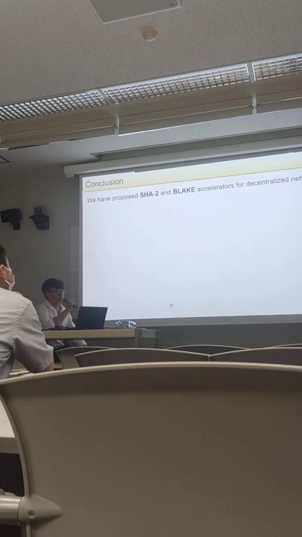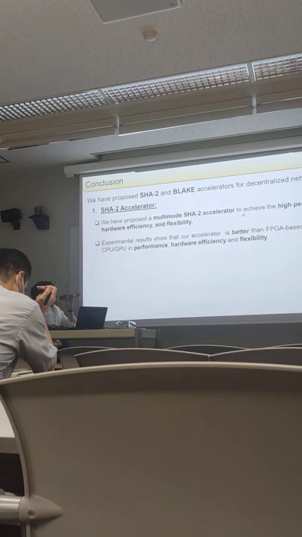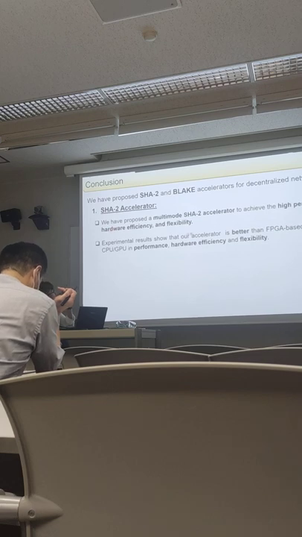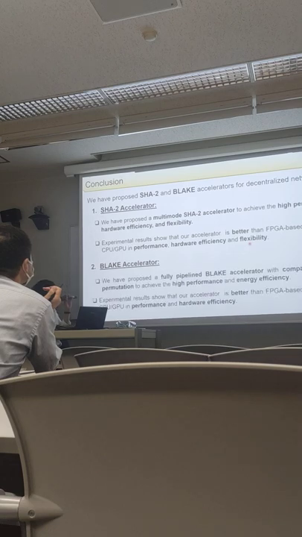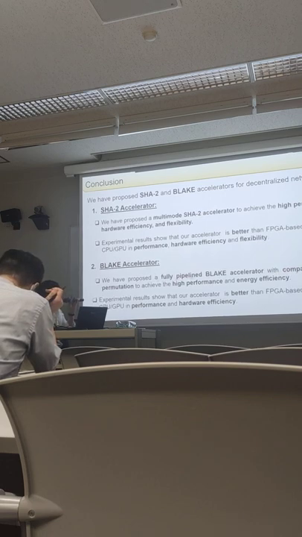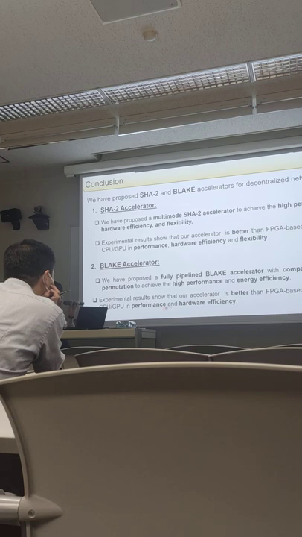So let's go to the conclusion. We have proposed two accelerators, which are SHA-2 and black accelerators for decentralized networks. In the SHA-2 accelerator, we have proposed multiple SHA-2 accelerators to achieve high performance, high hardware efficiency and high flexibility. Experimental results show that our accelerator is better than the FPGA-based works and also the CPU or GPU in performance, hardware efficiency, and flexibility. And the final one is the black accelerator. We have proposed a fully bipolar black accelerator with a compact message permutation. This means ID 1, 2, 3 achieve high performance and also energy efficiency. Experimental results show that our accelerator is better than FPGA-based works and CPU or GPU in performance and hardware efficiency.